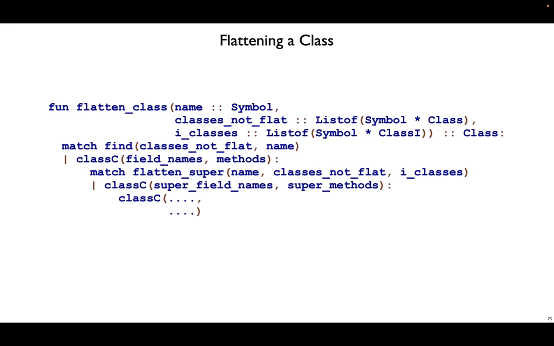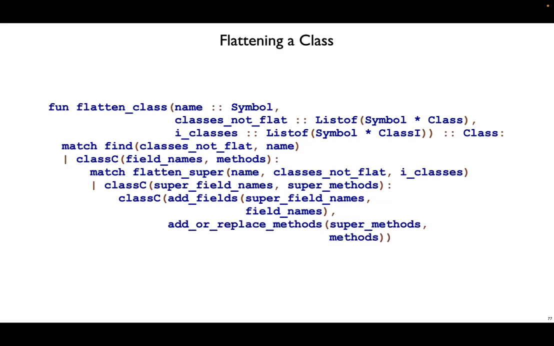With those, we're ready to make a class C. We need to add the child fields on top of the parent fields. So let's use the helper add fields for that. For the methods, there's a bit more work to do. We'll wish for a helper add or replace methods. We'll go through the list of super methods and keep only those that are not already in the second list.